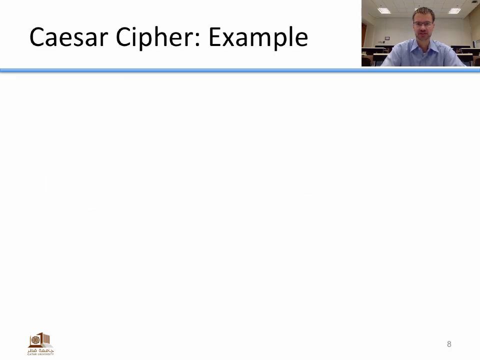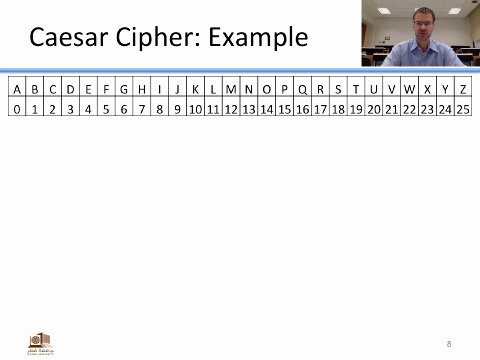Let's do an example just to make sure we understand it. Up at the top here, you'll see I've written the English alphabet, and I've numbered all the letters, 0 to 25.